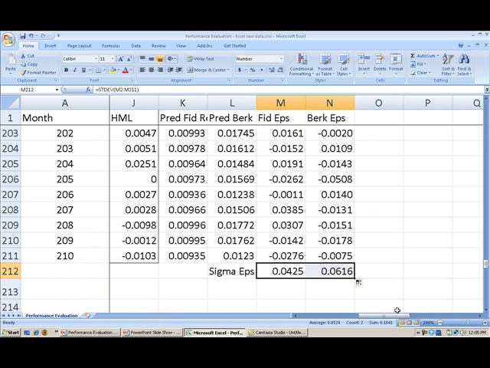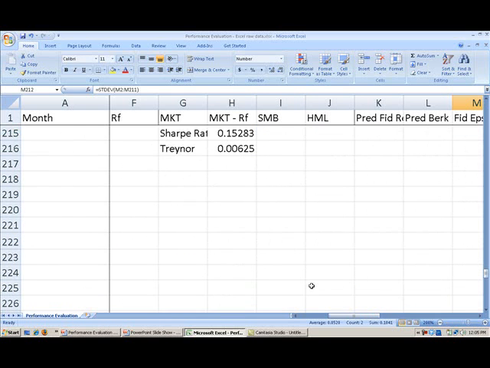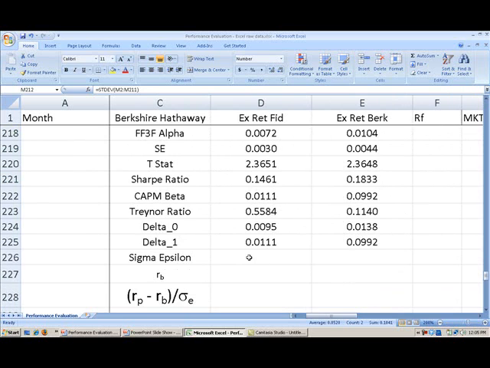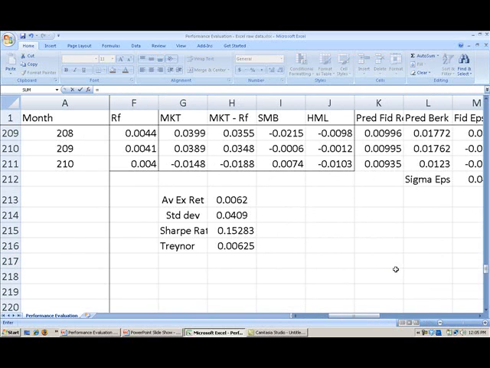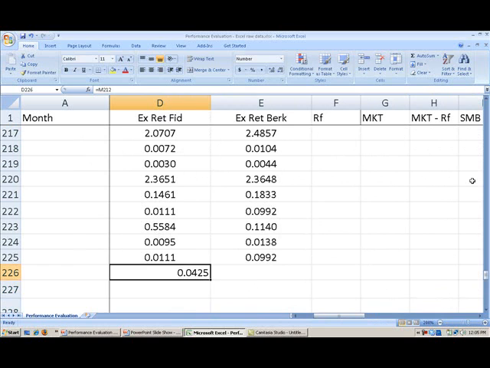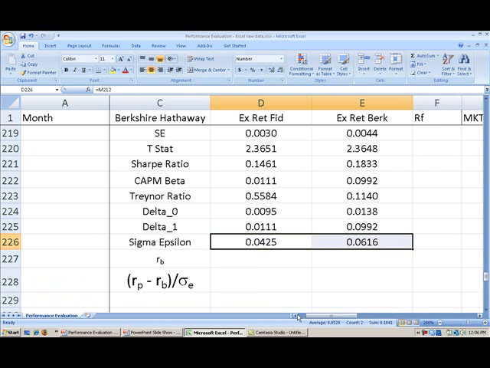We've now done much of the hard work. We're almost ready to calculate our information ratio. Sigma epsilon, we can fill out, is equal to M212. So let's get these cells filled out. The final thing we have to do is calculate the benchmark returns. The benchmark returns in this case are going to be what's predicted according to the CAPM.